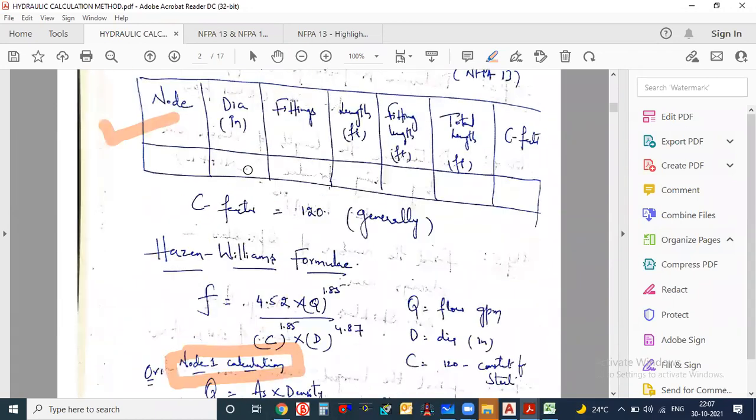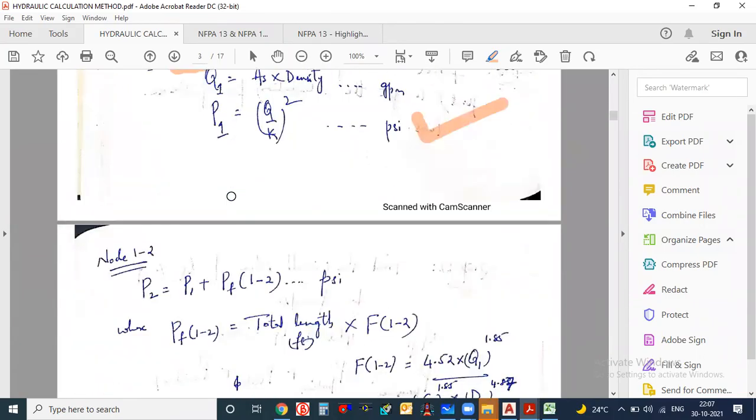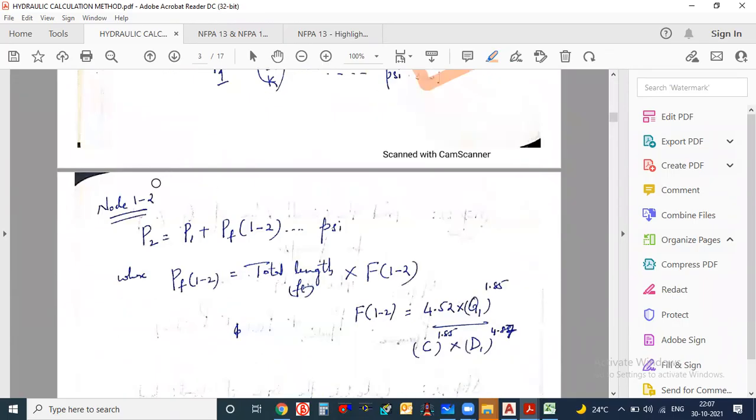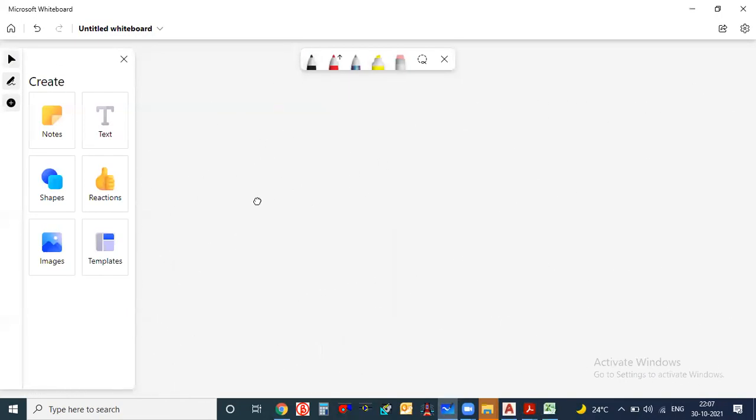I'll tell you. I am just showing you the steps actually. These are the steps. Once you calculate node 1, then we have to go for node 1 to 2, and this is the procedure. P2, we have to calculate the value of pressure 2, because whenever we are doing the calculations, it will be something like this. Suppose this is your pipe.